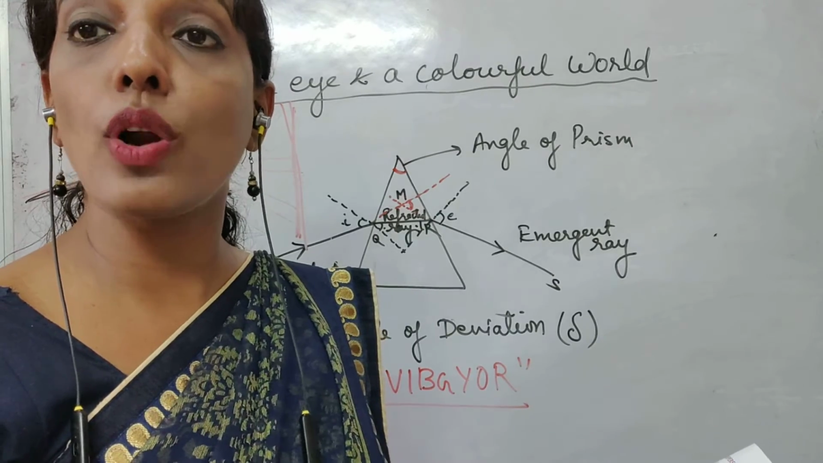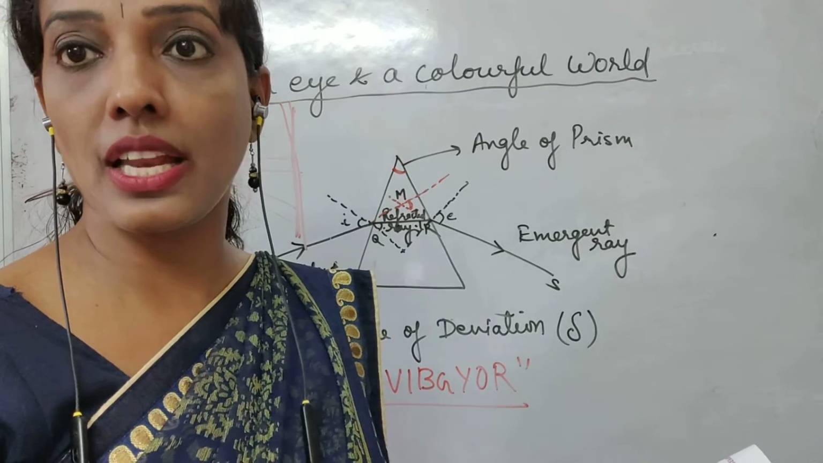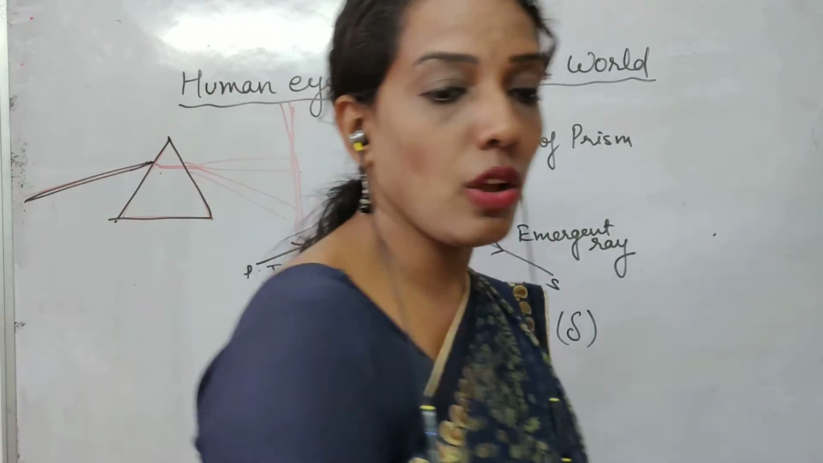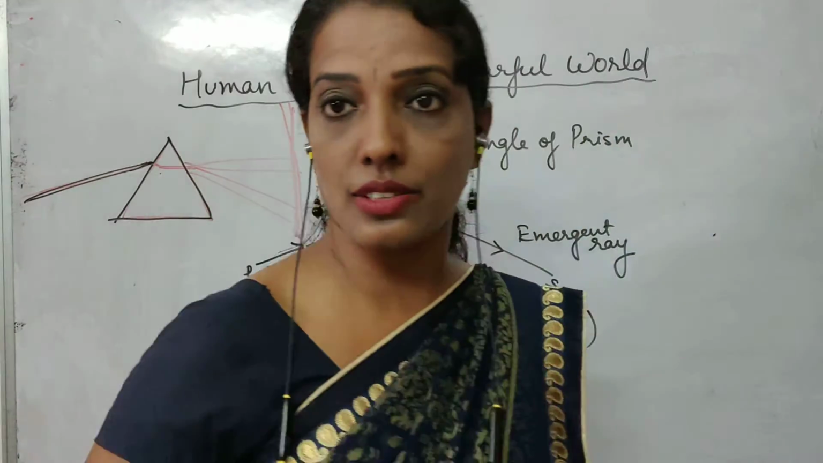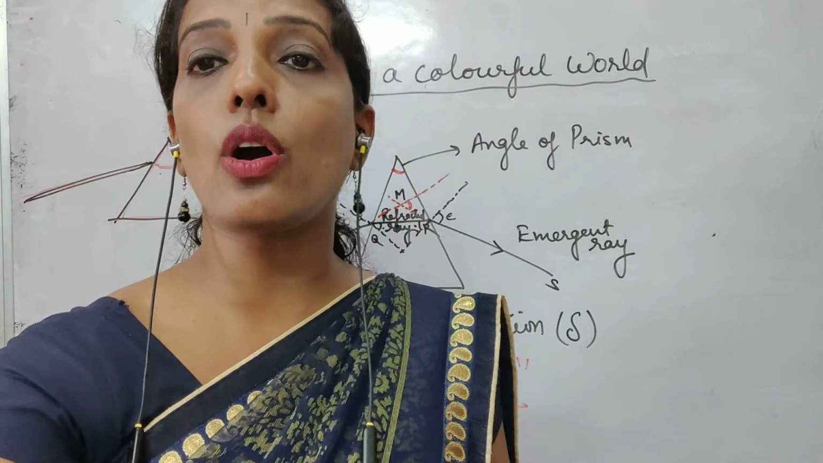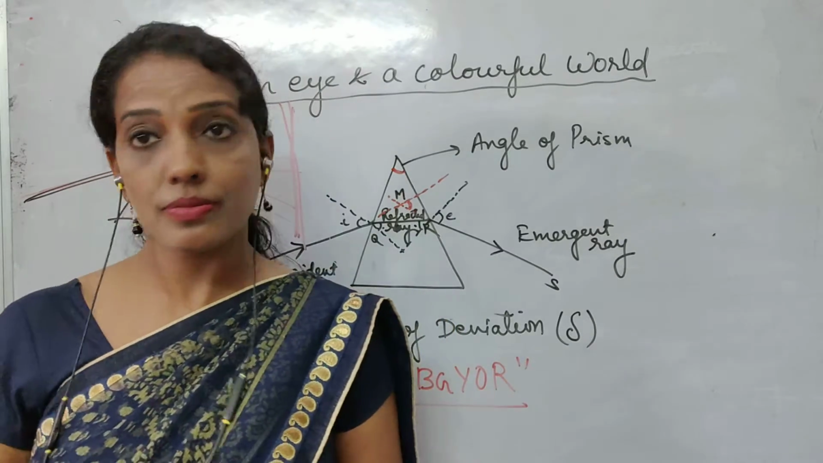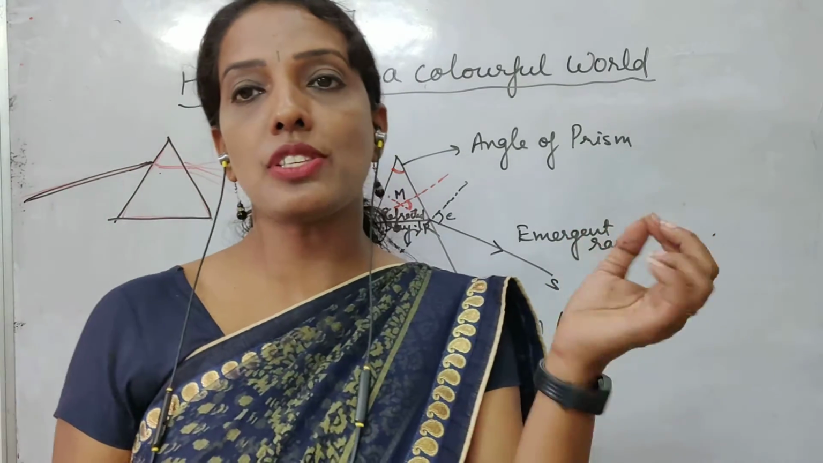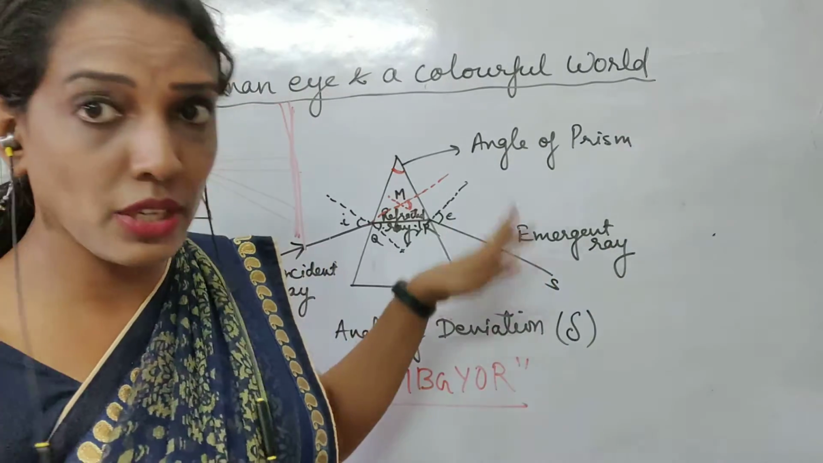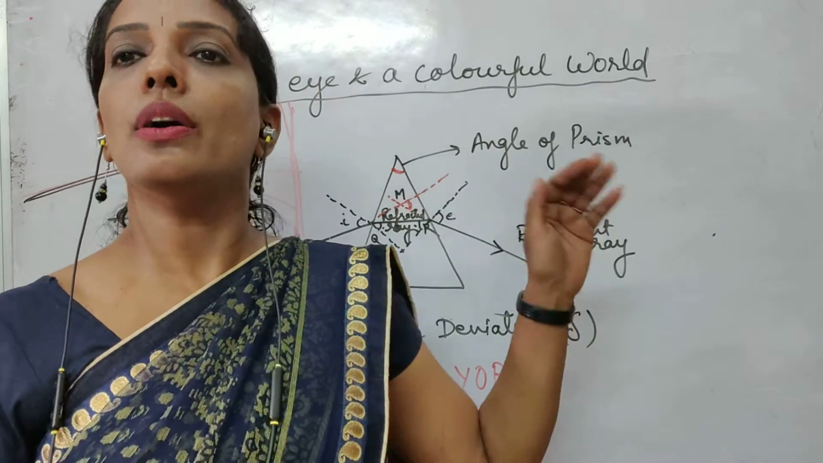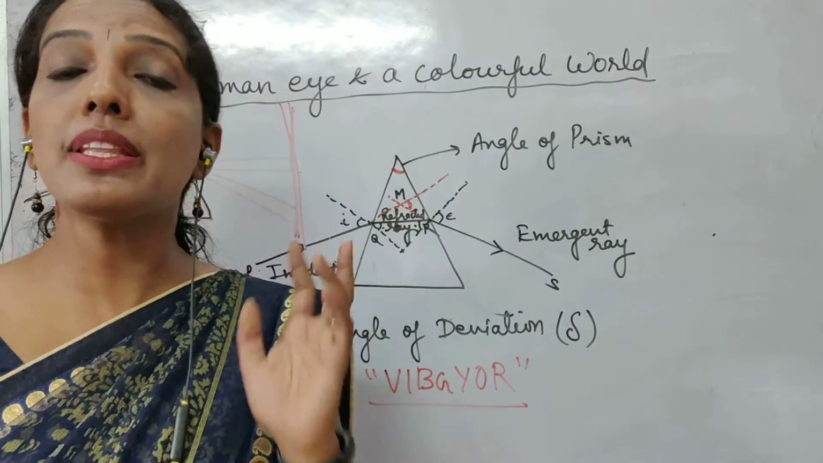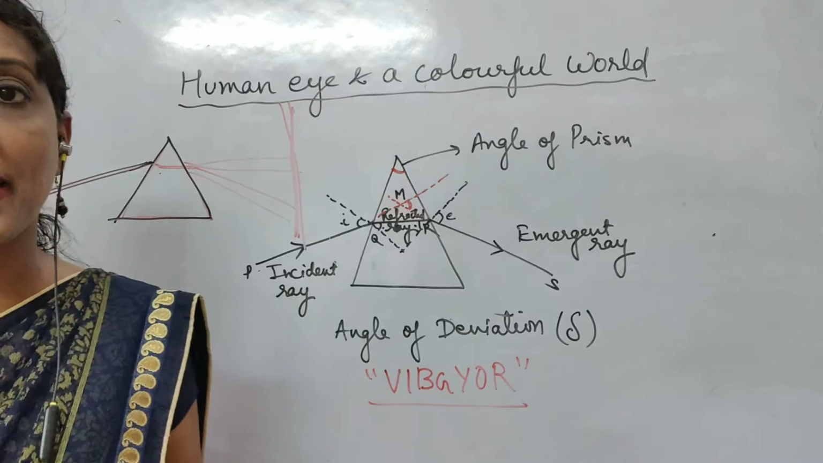Then after that, what will be your observation? They are asking for your observation, that is, what you will observe after doing this activity. You will find a beautiful band of 7 colors. You will observe the color sequence from the bottom: violet, indigo, blue, green, yellow, orange and red. So what will be the conclusion after this experiment?